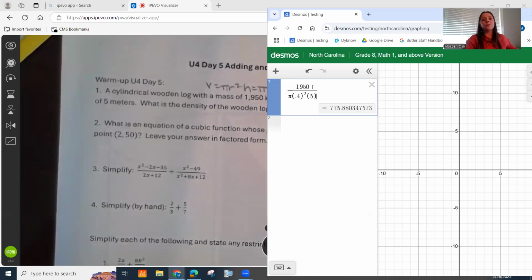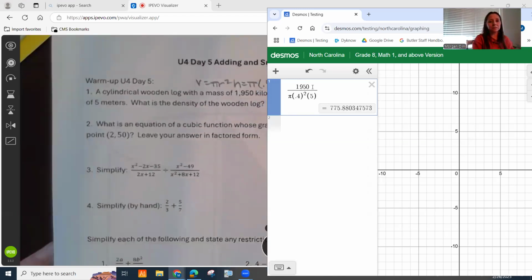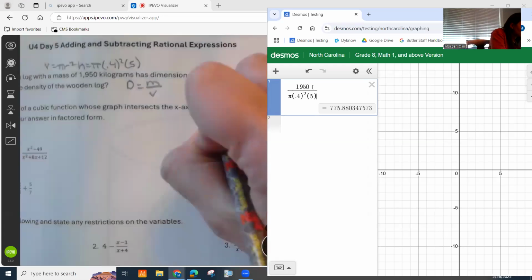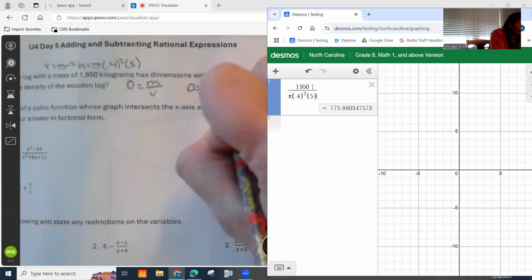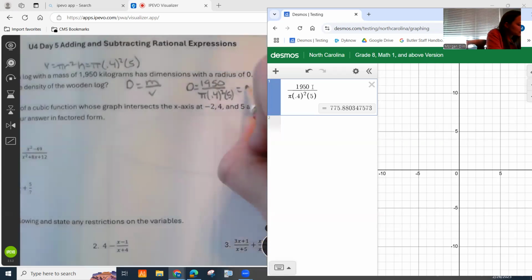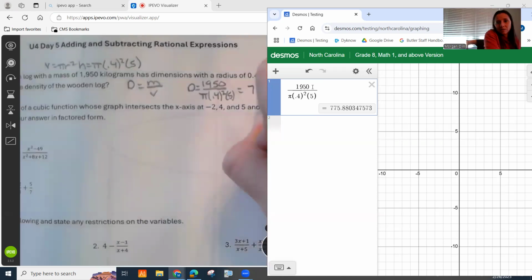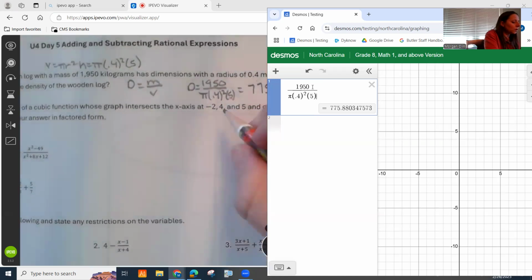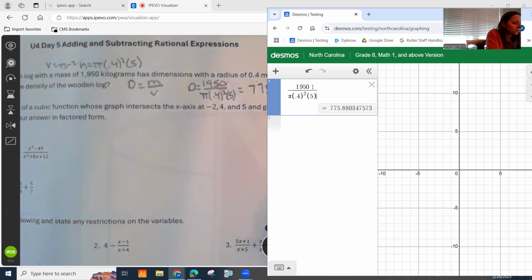All right, so we figure out that our density is all of this right here. So I just plugged all of this in. I didn't even try to figure out what the actual volume was. And it comes out to be 775.88. We'll round it to the nearest hundredth. And we just put the kilograms over, and we did meters cubed or cubic meters. So it's like that right there.